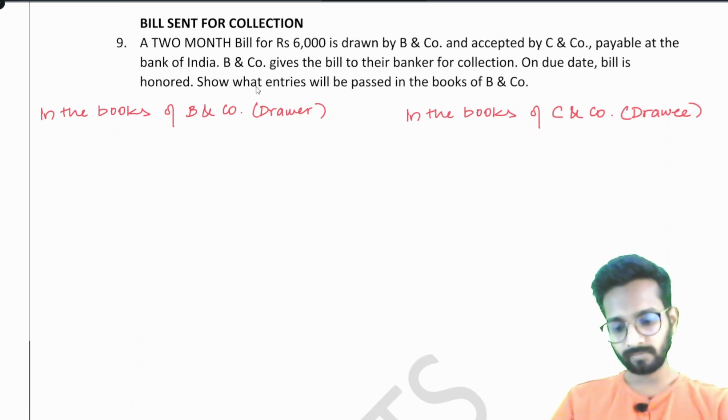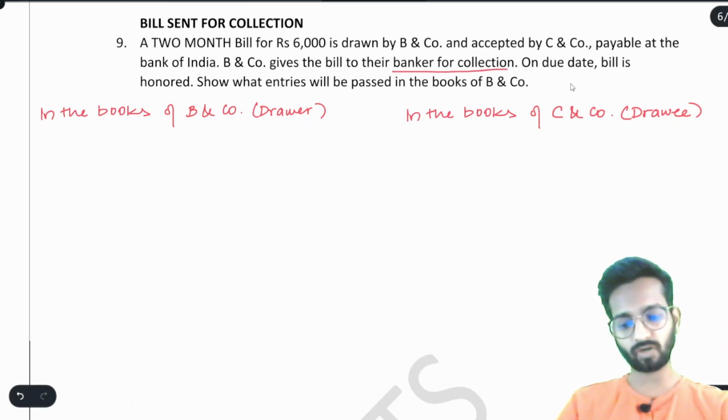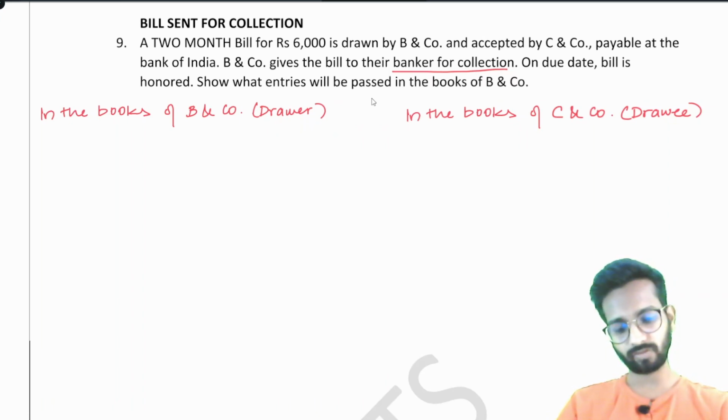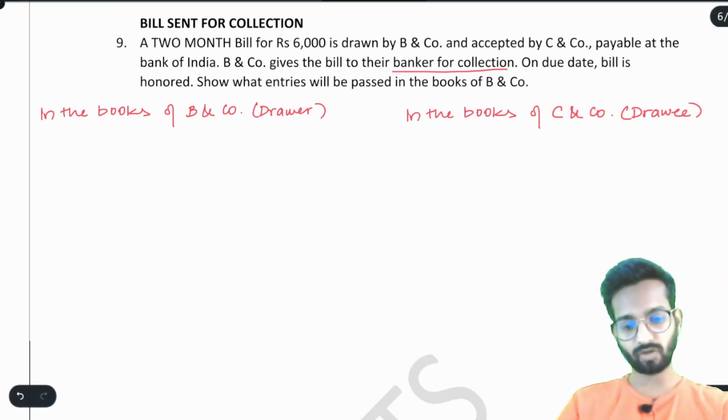Okay, B and Co. gives the bill to their banker for collection. Okay, on due date bill is honored. Show what entries will be passed in the books of B and Co. Now we will write entries for B and Co. and C and Co. both, don't worry. Remember, in all the 4 options what we had learnt, the journal entry for drawer will change, but for drawee there will be no journal entry.